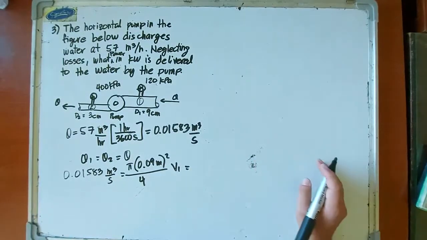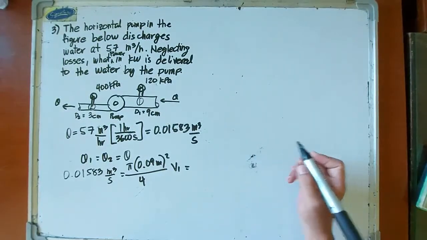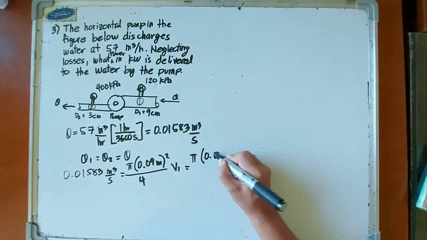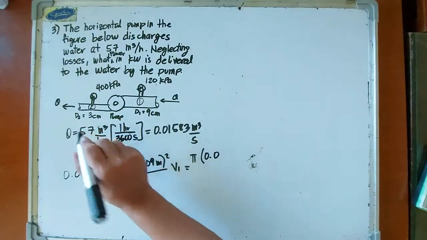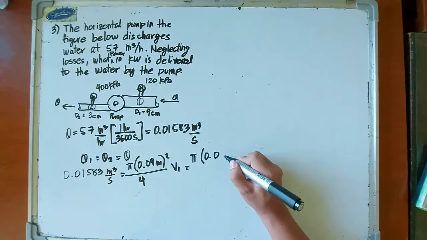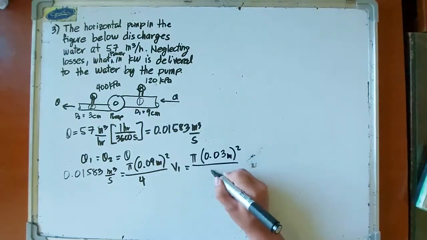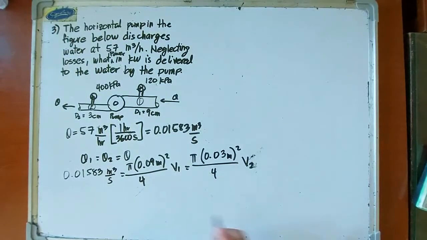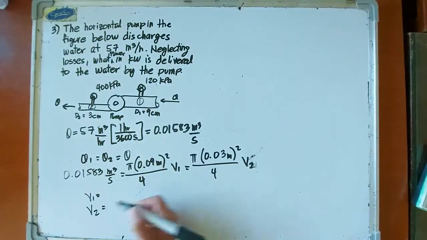Equal din yan sa discharge sa may pipe 2. So discharge at pipe 2 is the product of the cross-sectional area at pipe 2 and the velocity at pipe 2. Diameter of pipe 2 is 3 centimeters. That is equal to 0.03 meters squared over 4 times the velocity at pipe 2. So we can solve V1 and V2.